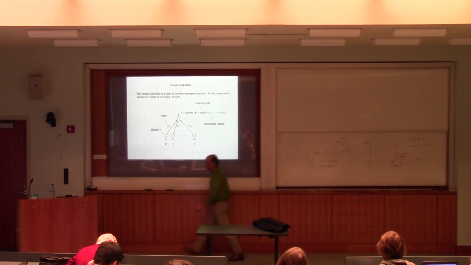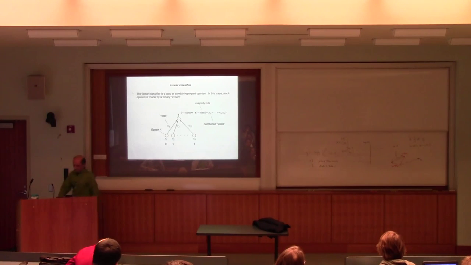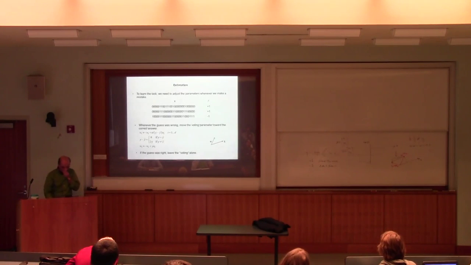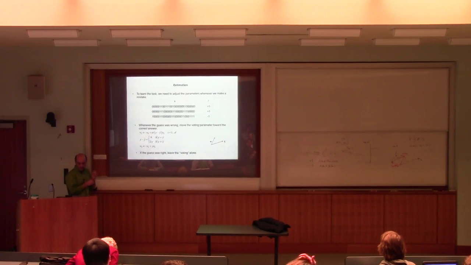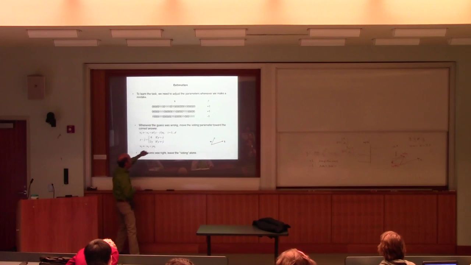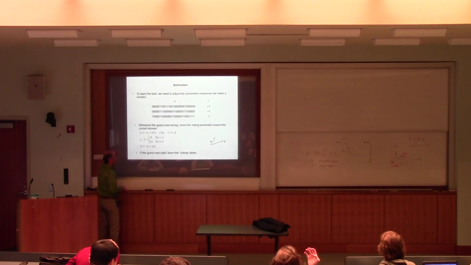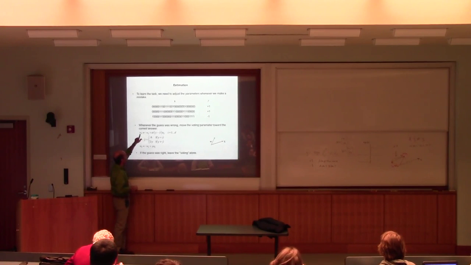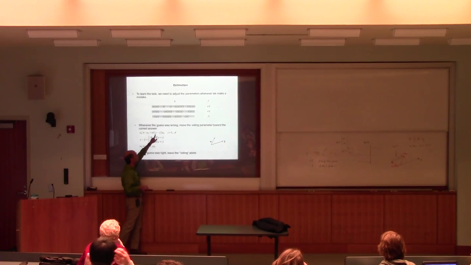And let me show you why it makes sense. So what you have here is the algorithm. Whenever the guess was wrong, move the voting parameter toward the correct answer. Here's what I did. My wi is going to change by some amount that's proportional to the difference between the reality and my guess.